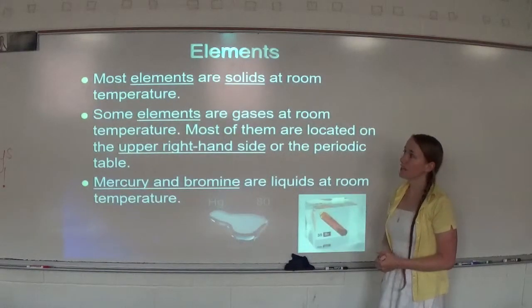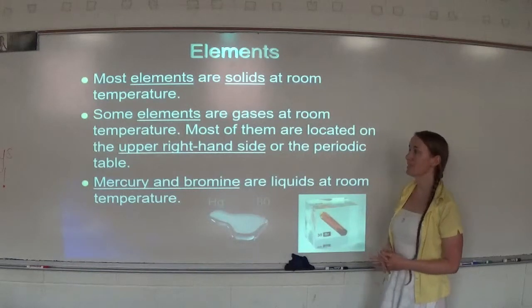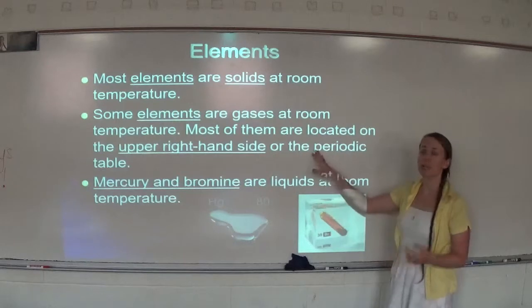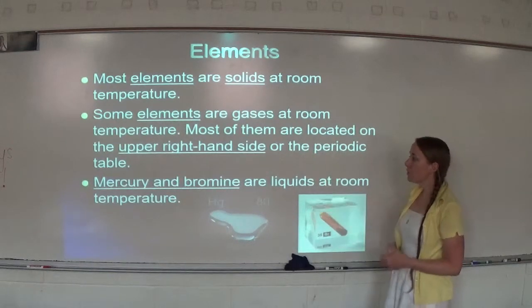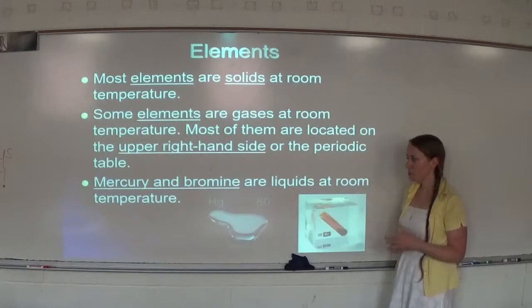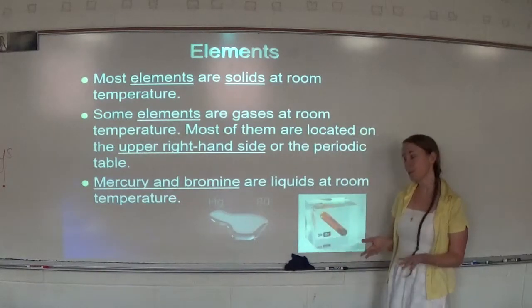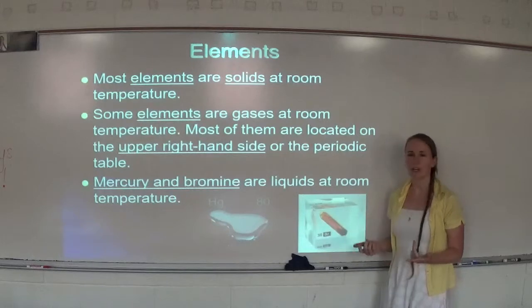Most elements are solid at room temperature. Some elements are gases at room temperature. Most of the gaseous ones are located on the upper right-hand side of the periodic table. Mercury and bromine are liquids at room temperature. Mercury is really cool but poisonous, and it's a metal that's a liquid at room temperature. And bromine is kind of a reddish-brown liquid.